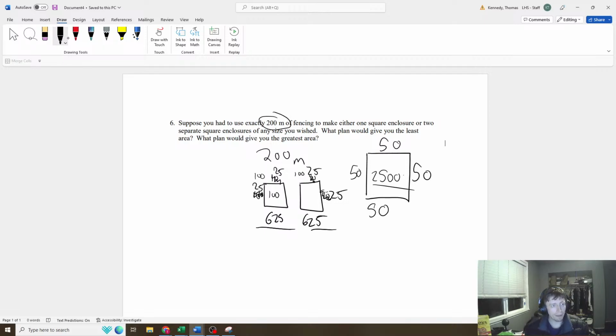Now, we can't make 2 separate squares of any size we wish. So this I should look at in a little more detail. While I know this makes an area of 1250, I should maybe calculus this out and figure out if that's the minimum. So if I call the sides of this x and x and the sides of this y and y, I could say that x squared plus y squared is what I'm trying to minimize the area of.